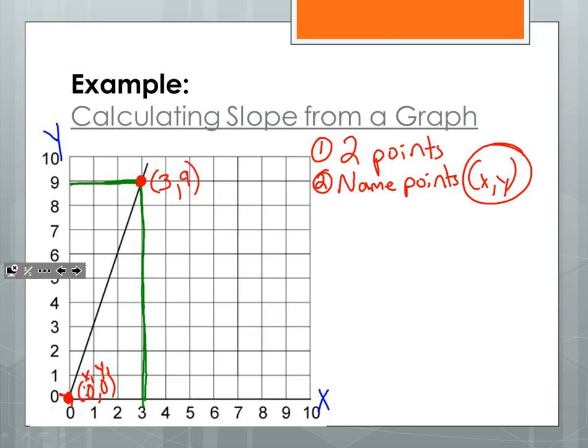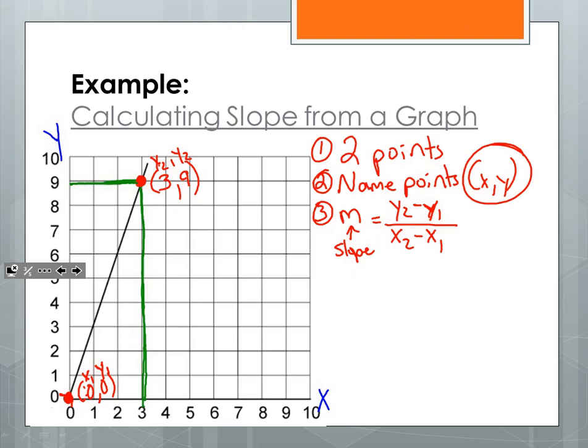And in my parentheses. So this is my second point. Because it's my second point, I can label it x2, y2. Now I'm going to find slope using the slope formula that says m, which is slope, equals y sub 2 minus y sub 1 all over x sub 2 minus x sub 1. Make sure that looks like a y to you.